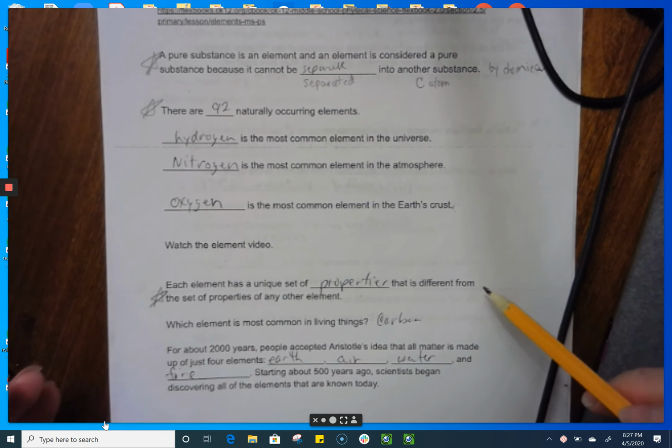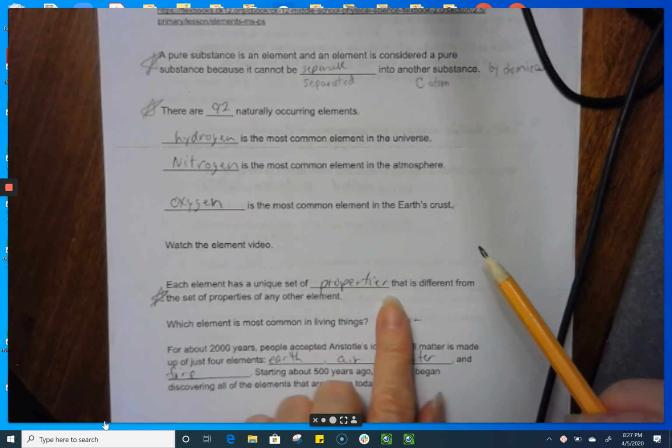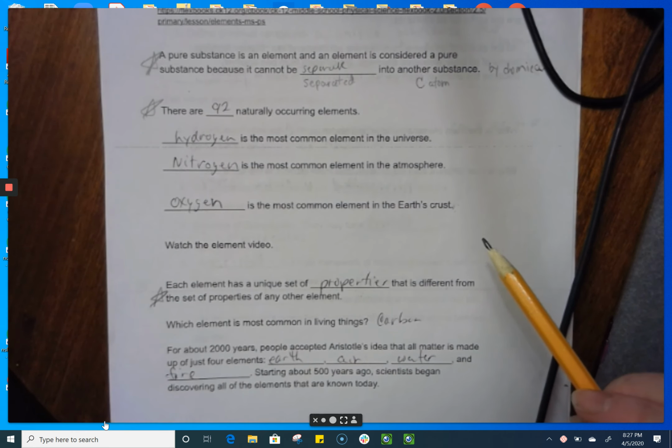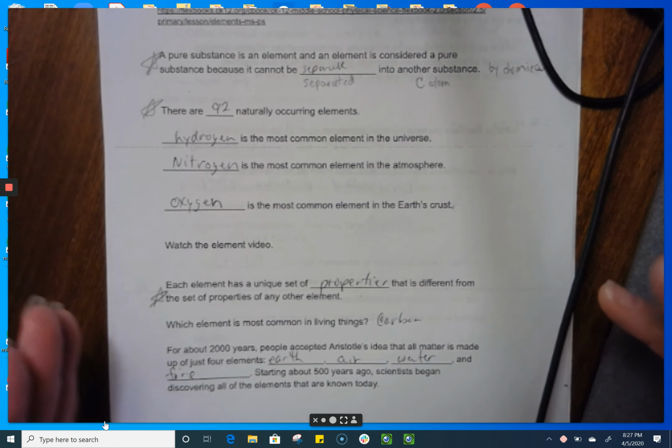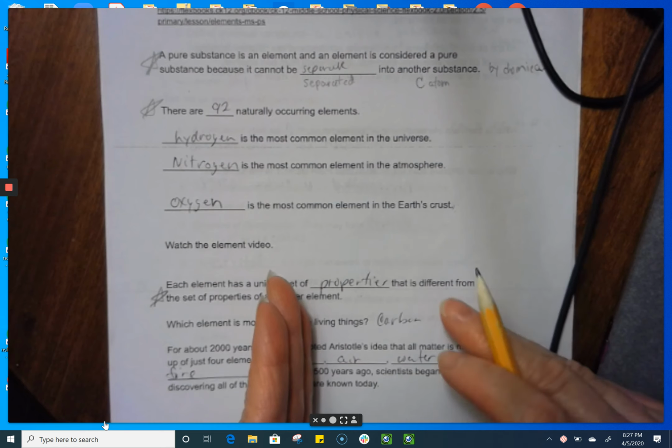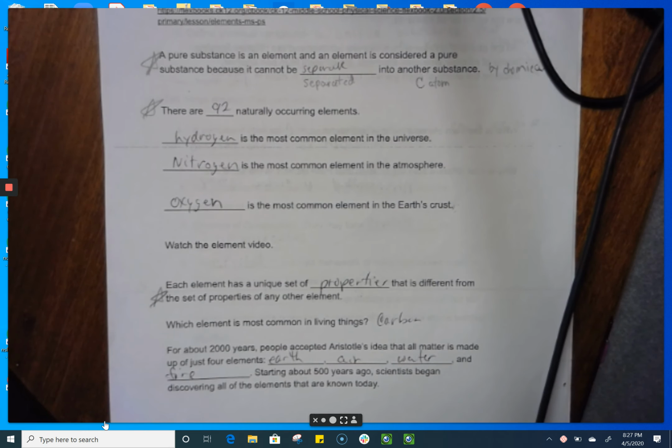So therefore, when we talk about properties, the elements have a unique set of chemical and physical properties that's different from every other element. There may be some similarities, but they're not all exactly alike because that one proton difference between one element's square and the next one changes that particular atom, as well as the number of electrons too.